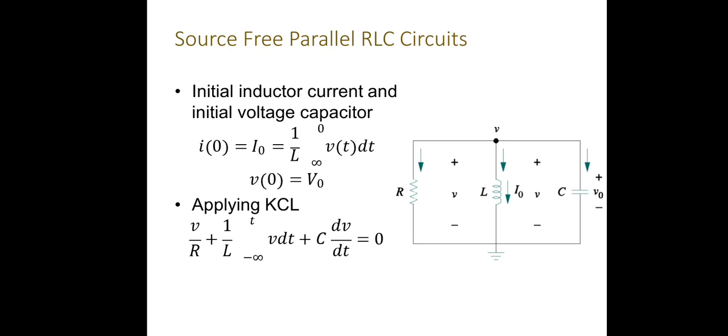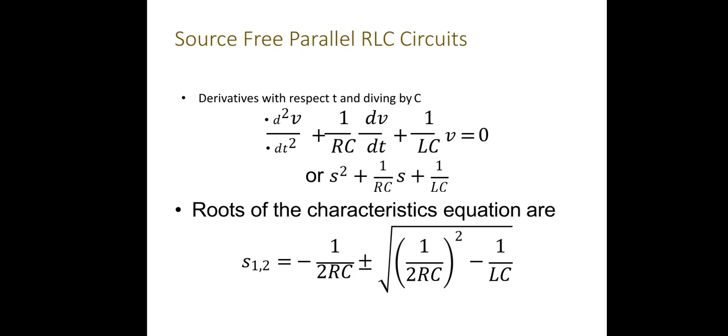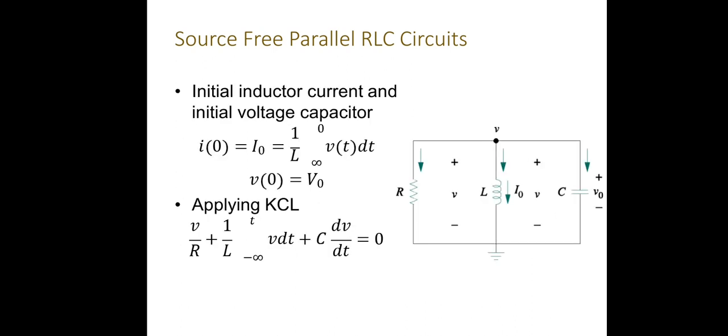So therefore V by R plus 1 by L integral from minus infinity to t of V dt for the inductor, and the capacitor C into dV by dt, which is equal to 0. This is the resultant equation of the given circuit, which is a source free parallel RLC circuit. Now taking the derivative with respect to t and dividing by C, we get d square V by dt square, and the integration will cancel.